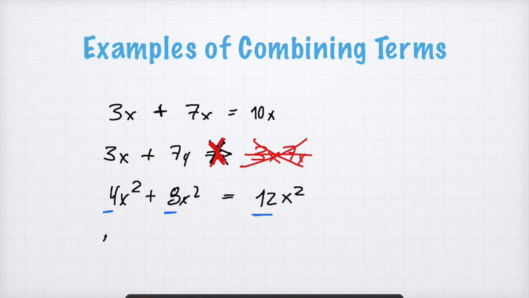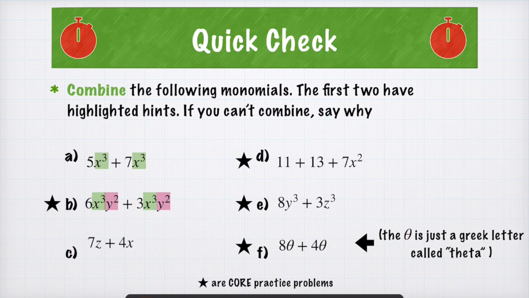Now what if we had 4x squared y squared plus 8x squared y squared? Well, that's going to end up being the same thing to a point. Our x squareds are going to stay the same. Our y squareds are going to stay the same, but our 4 and our 8 are going to add together, and that's going to be 12.